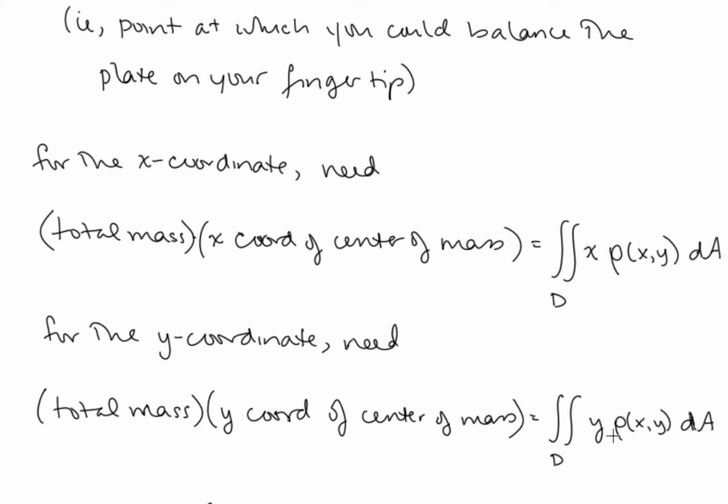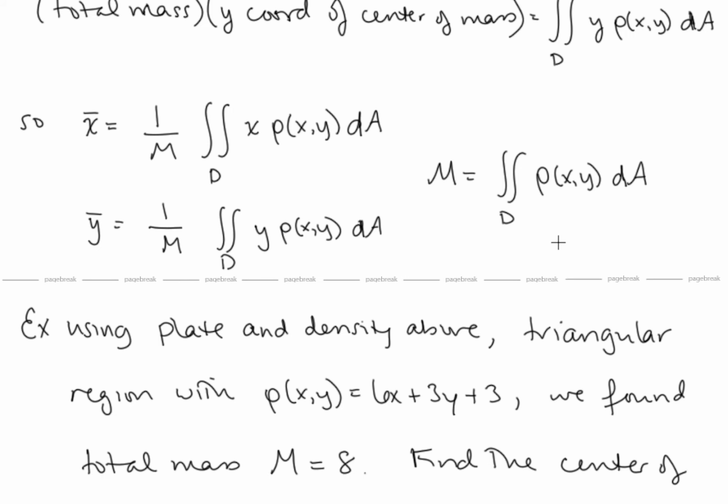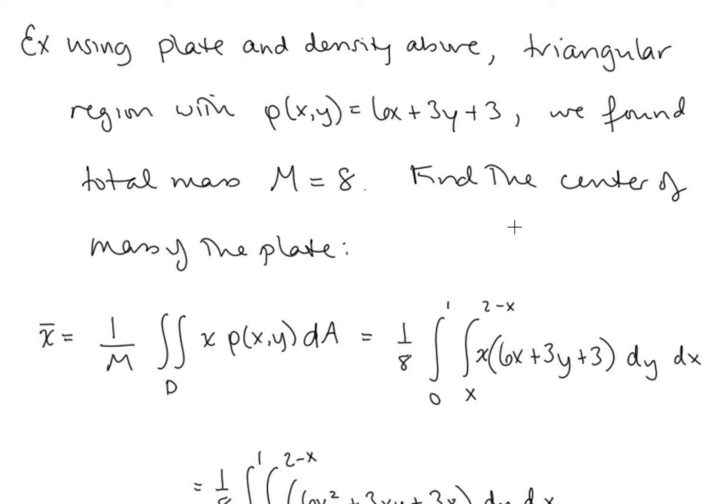Similar for the y-coordinate, we're multiplying y by the density and integrating here. So that gives us these formulas for our center of mass, the x-coordinate, the y-coordinate, and we're dividing by M here. M is the total mass of the thin plate. So for the plate that we just looked at above with the triangular region, and density formula rho of xy equal to 6x plus 3y plus 3, we found that the total mass is equal to 8, and so now let's find the center of mass of the plate.